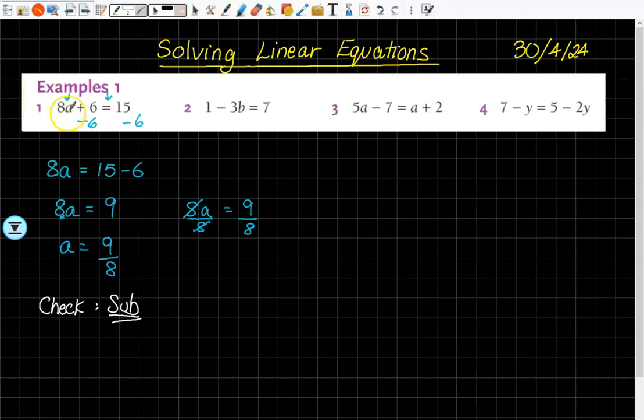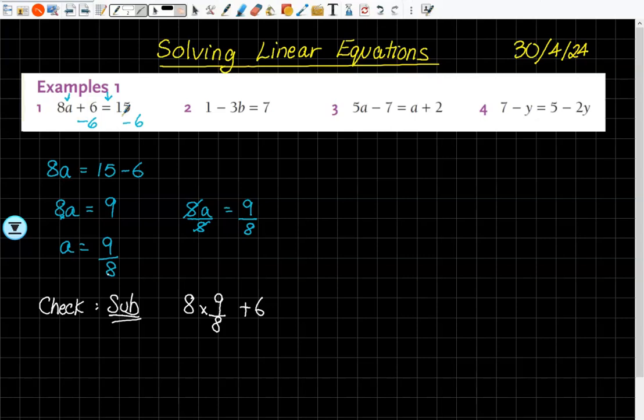So what we're saying is, when I make A 9 over 8, I times it by 8, I add 6, I should get 15. So on your calculator, you are just going to go 8 times, what did we say A was? 9 over 8 plus 6. And when you pop that in your calculator, if you don't get 15, you've done it wrong, so you've got to go back and double check.